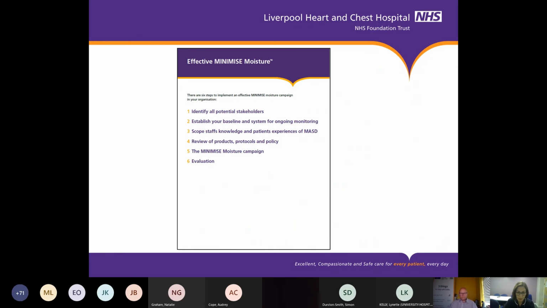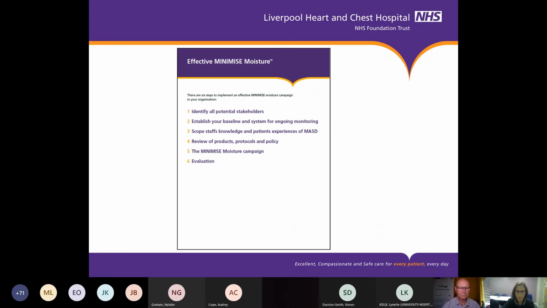Identifying your stakeholders is important, knowing what your starting point is, scoping what your staff know, what your patient experience is. Patient experience at MASD could be, and pictures can be very useful when you're liaising with stakeholders. And then it can be an opportunity to look at your products, your protocols and your policy. There's a bit more about the Minimise moisture campaign in there.